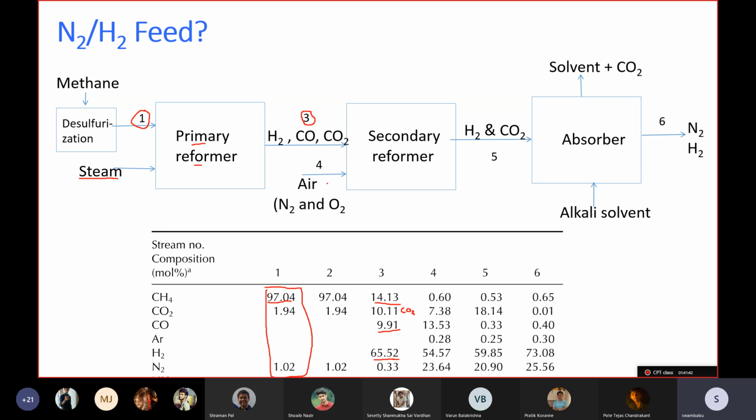Now here we are introducing nitrogen and oxygen, air, into the secondary reforming. Why?